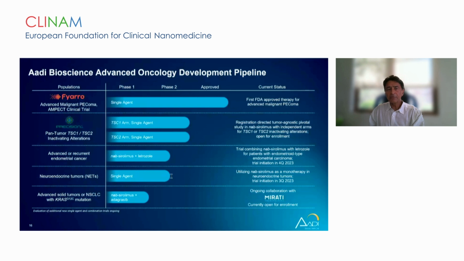We have a neuroendocrine tumor trial, which is also about to start soon. And we have a combination trial with the KRAS inhibitor with Mirati that's ongoing right now. And there's a very good synergy that we've seen in preclinical setting between KRAS inhibition and mTOR inhibition.